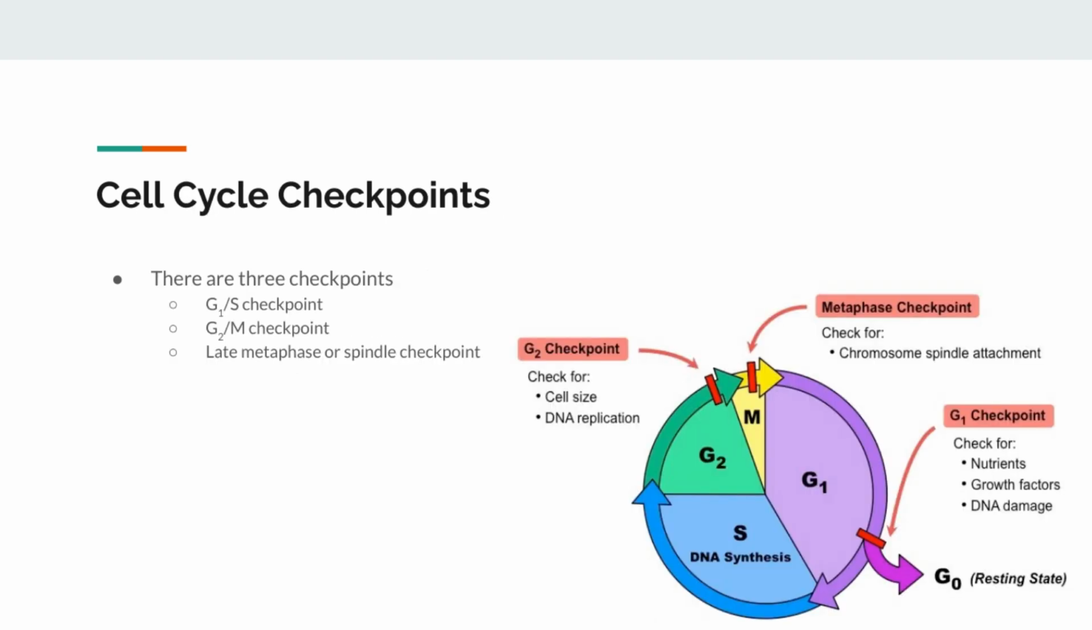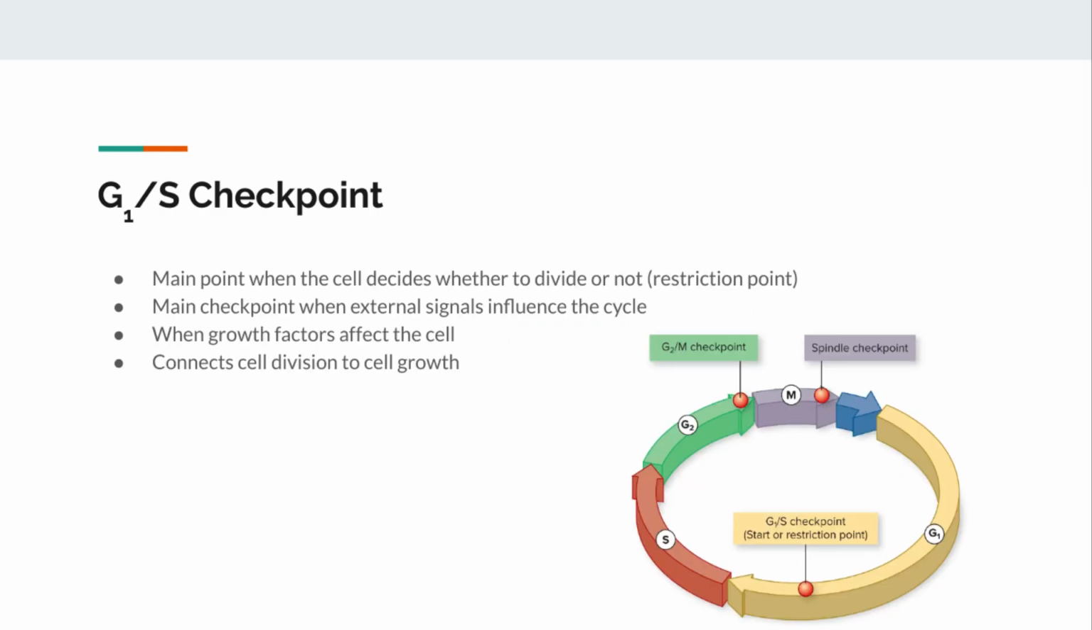The cell cycle is controlled at 3 checkpoints. They're called the G1/S, the G2/M, and the late metaphase, otherwise known as the spindle checkpoint. The G1/S checkpoint is mainly when the cell chooses to divide or not, and is the main checkpoint where external signals influence the cycle. It is also the phase at which growth factors affect the cell, and the phase that connects cell division to cell growth.